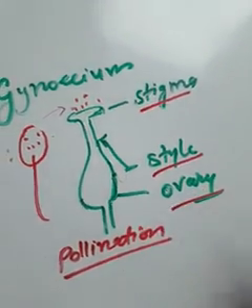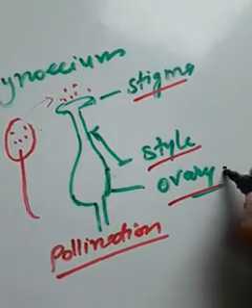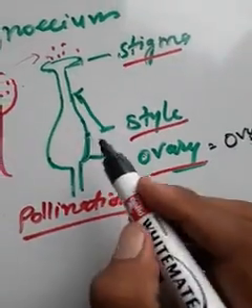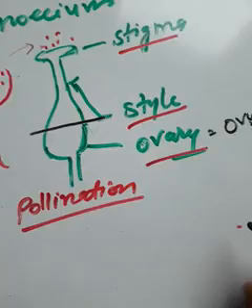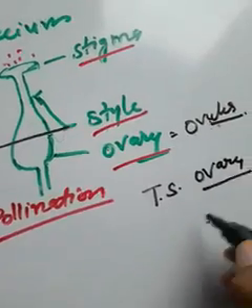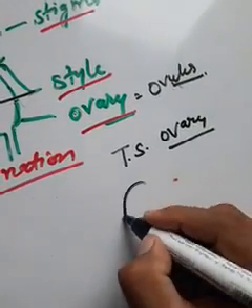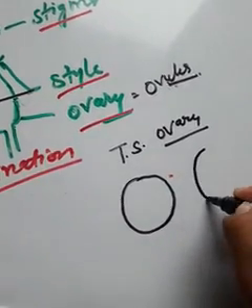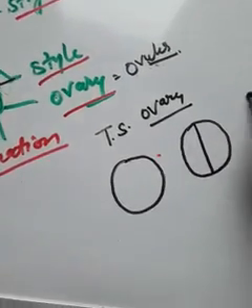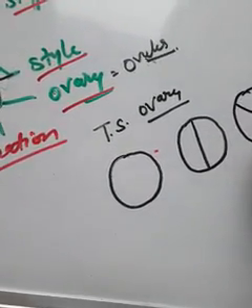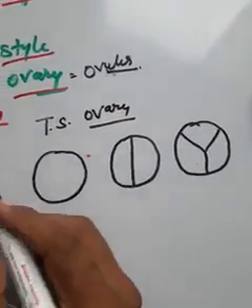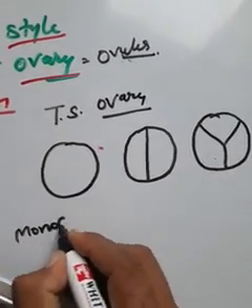In the ovary, ovules will form. If we dissect the ovary, in a transverse section of the ovary, we have these types of structures. Maybe one chamber in the ovary, two chambers, or three chambers. On the basis of their chambers, the ovary is known as monocarpellary.